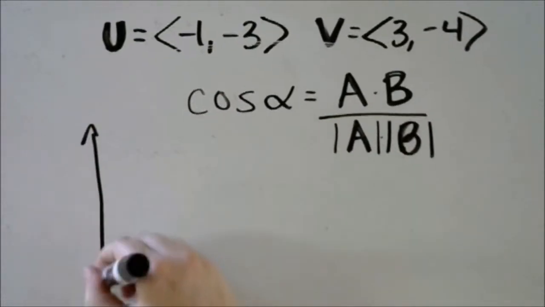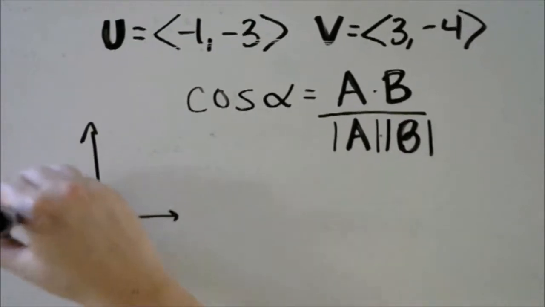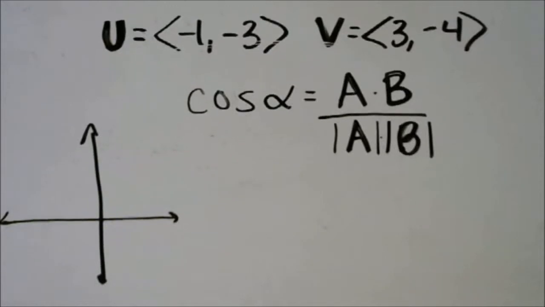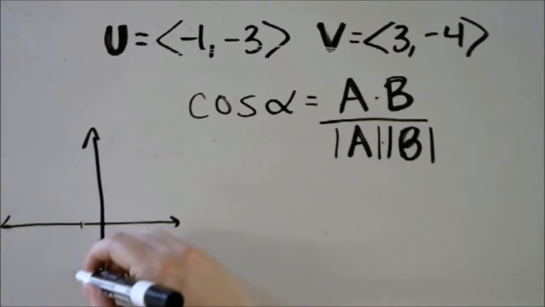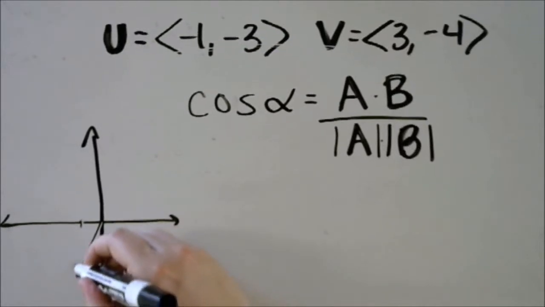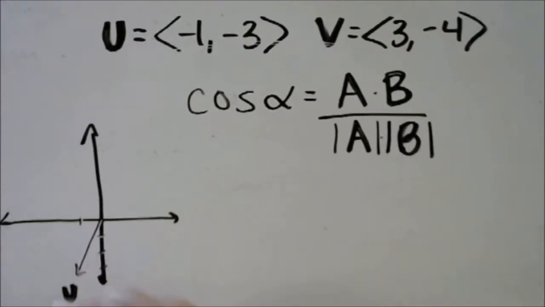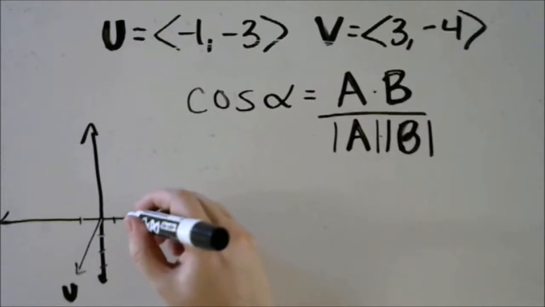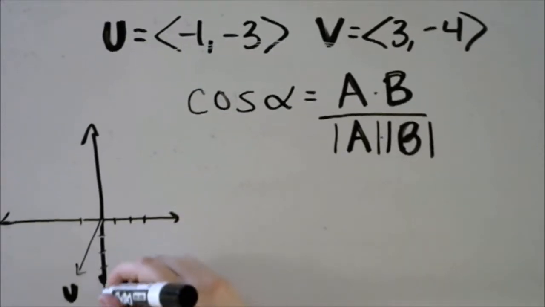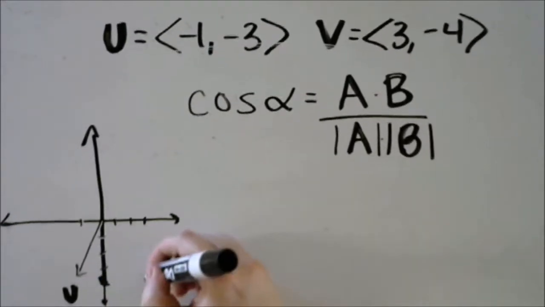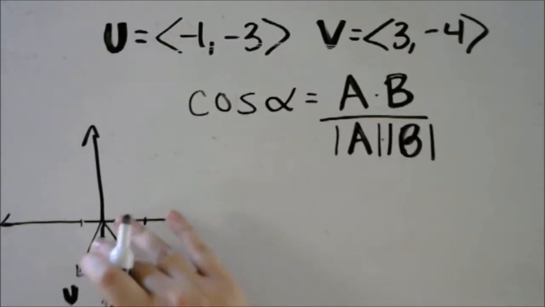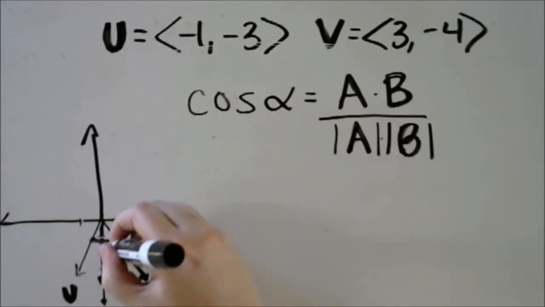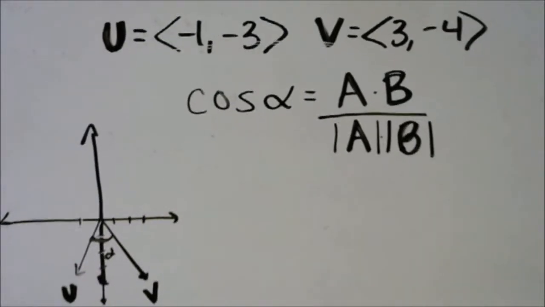But before we do that, I just want to get an image so I can get a feel for what I expect the answer to be. -1, -3. And in this case, I'm trying to make my scale pretty accurate. This is U. And 3, -4. This is V. Now that I have a visual, I know what kind of answers would make sense for the angle in between the vectors, and I can apply the formula.